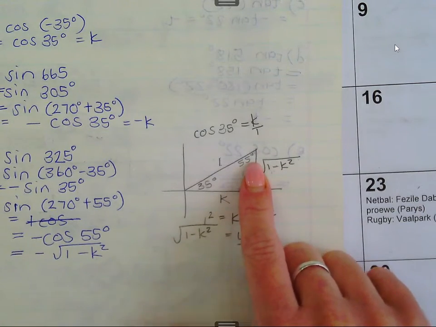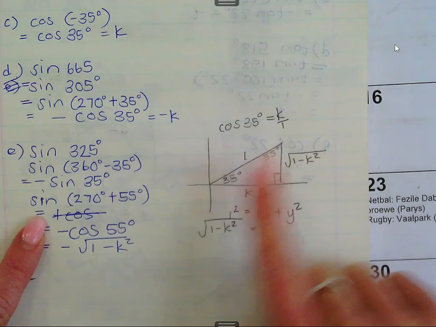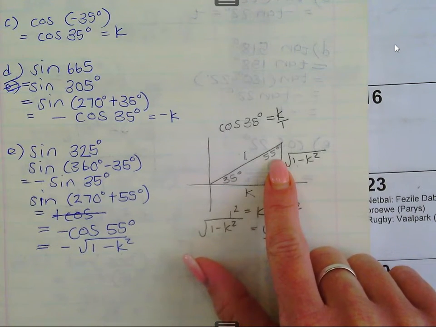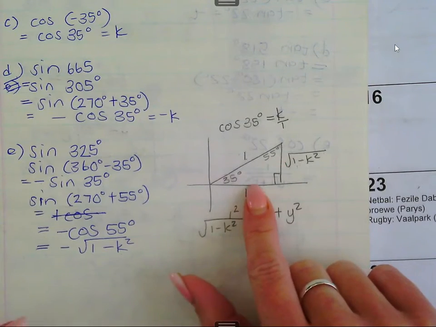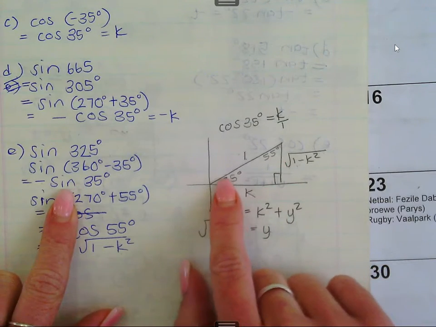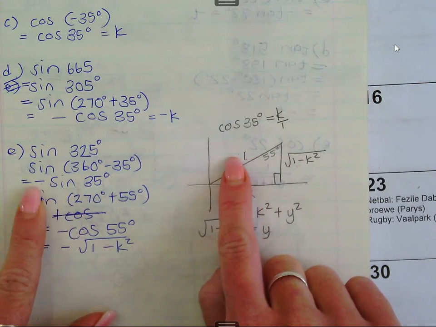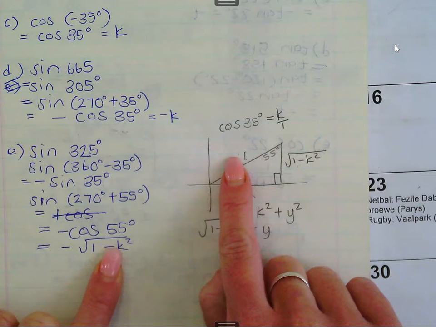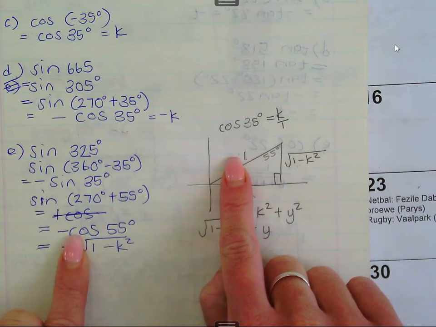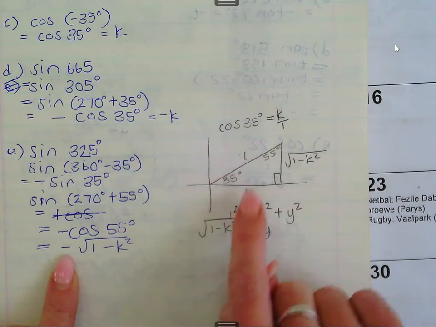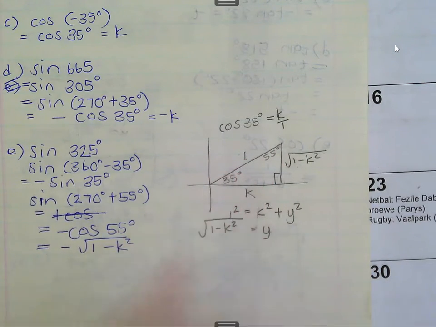So now it doesn't matter which one you choose to use. I knew that one is 35, then that would mean that this one is 55. Remember the sum of the angles of the triangle. So if you use that one, it's negative sin 35. Sin is opposite over hypotenuse, so it's negative root 1 minus k squared. If you'd use negative cos 55, cos is adjacent over hypotenuse. Once again, negative root 1 minus k squared. Who got it right? Well done.